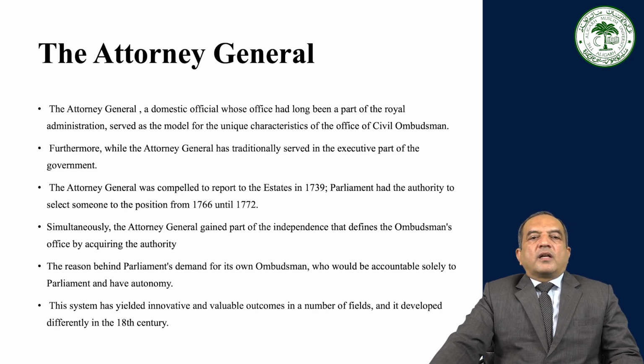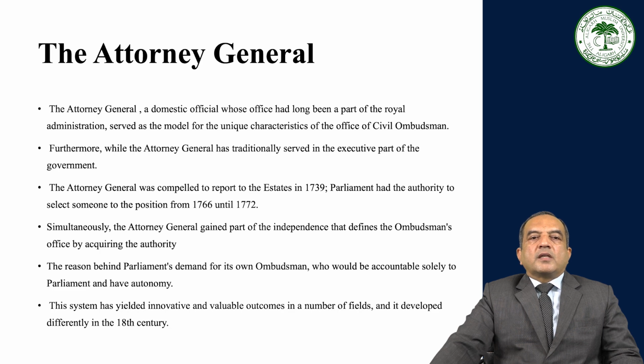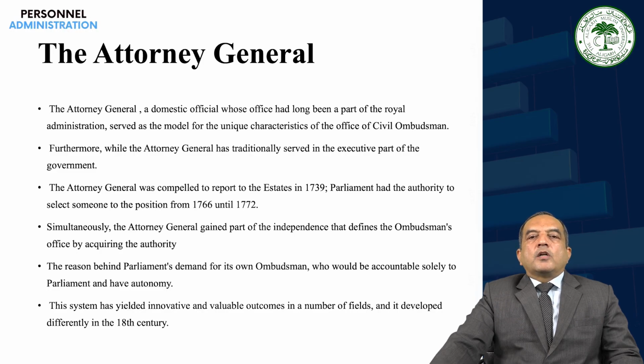Furthermore, while the attorney general has traditionally served in the executive part of the government, as he does now, it's interesting to remember that on rare occasions in the 18th century parliament was able to exert some influence over the position. As a result, the attorney general was compelled to report to the states in 1739. Parliament had the authority to select someone to the position from 1766 until 1772. Simultaneously, the attorney general gained a part of the independence that defines the ombudsman's office by acquiring authority to determine when to file charges.